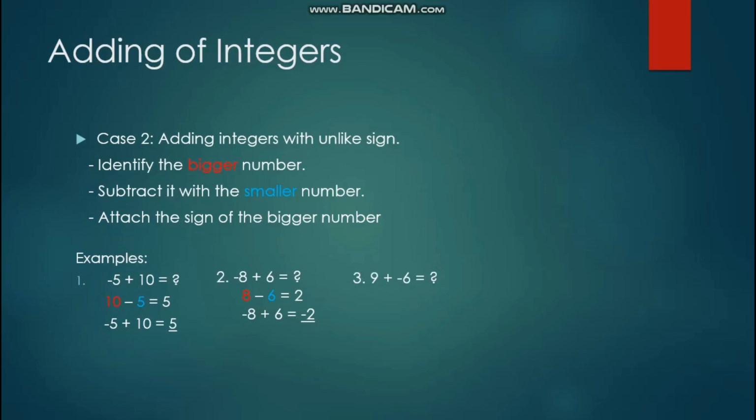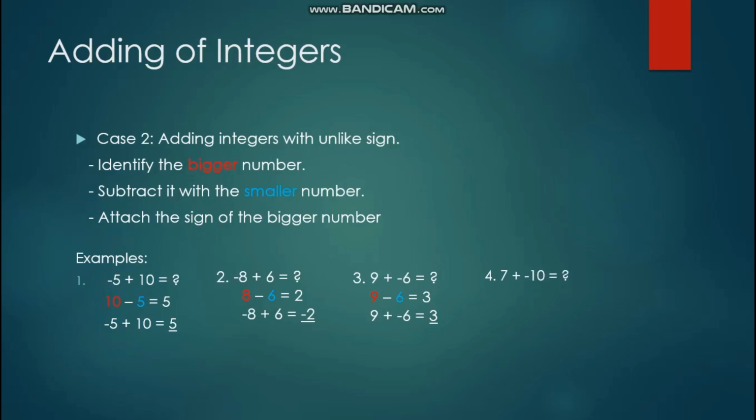Sa example number 3 naman natin, 9 plus negative 6. First, identify the bigger number, which is 9, and subtract it with the smaller number, which is 6. 9 minus 6 is equal to 3. Then, positive yung sign ng bigger number natin. Kaya magiging final answer natin dito, sa equation natin 9 plus negative 6, is positive 3.